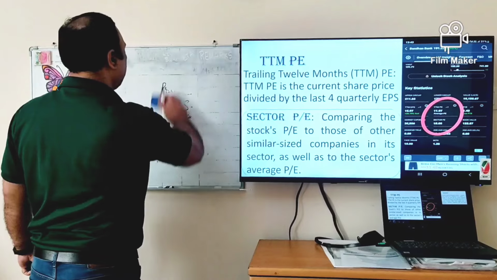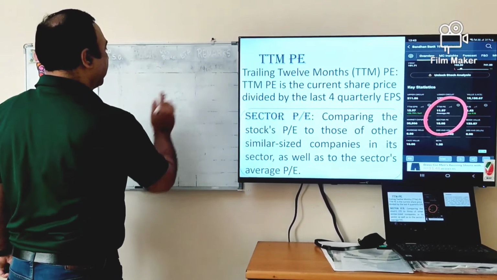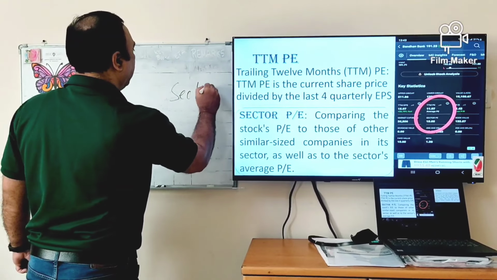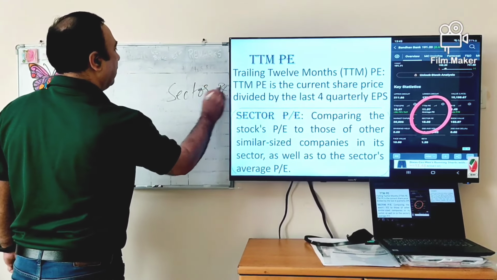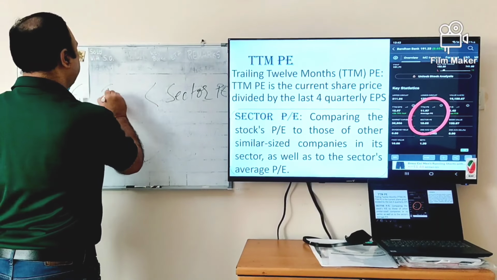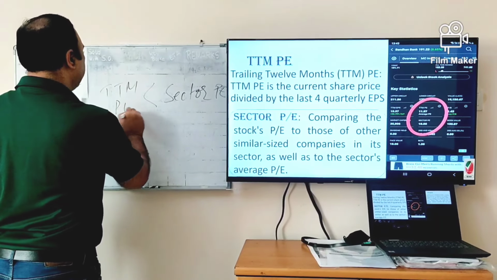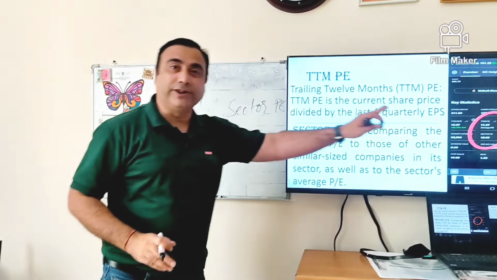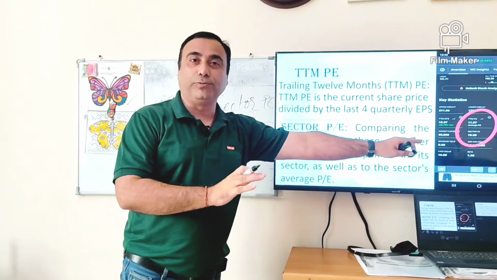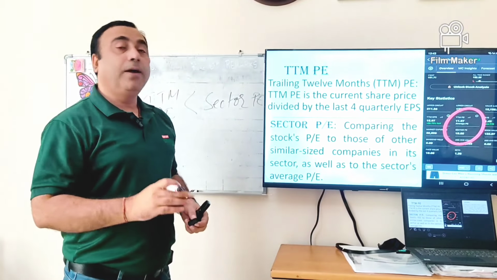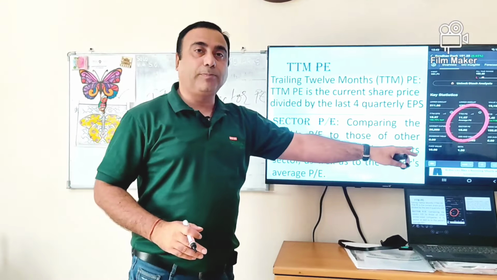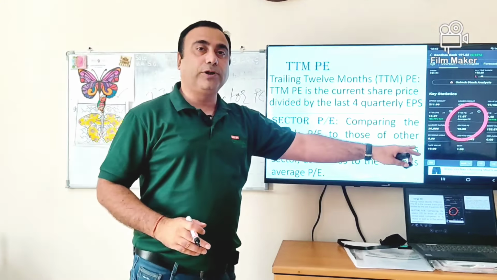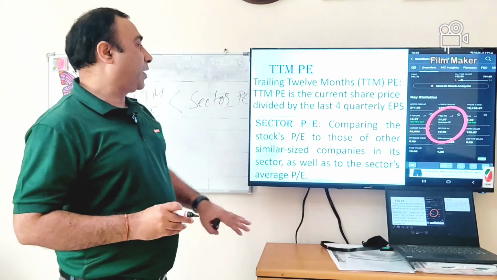So when the sector PE is greater than the TTM PE, that means the share price will rise. But this also indicates that your dividend is going to be less. So when you are analyzing for the long term, you don't only depend upon the dividend, you see this TTM PE, that if it is less than the sector PE, that means the share price is going up.